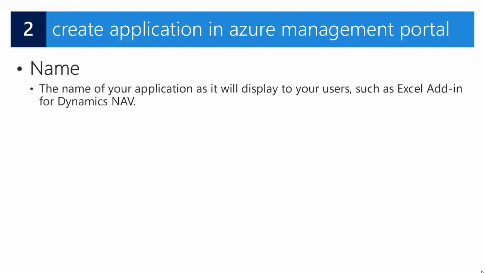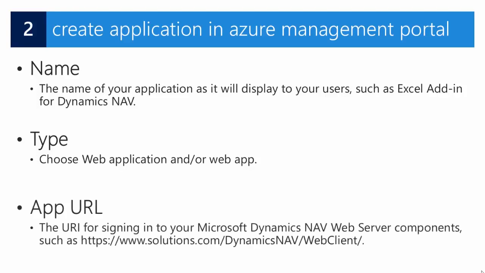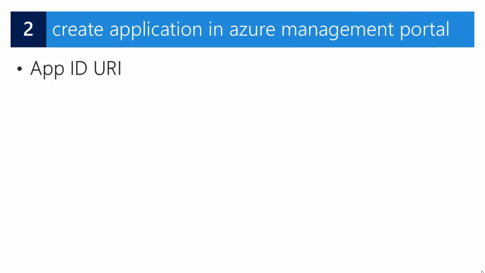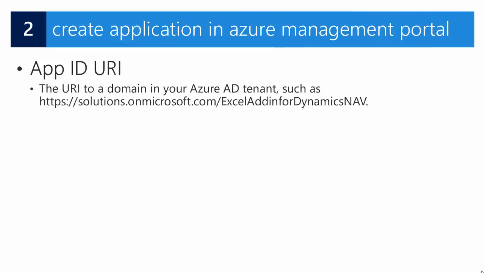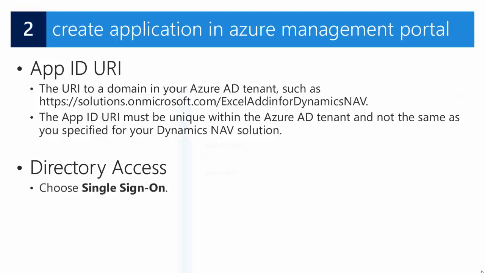So we are in the process of creating the application. We provide a name as it will display to our users, for example, Excel add-in for Dynamics NAV. The type needs to be web application or web app. And for the URL, you need a URI to sign in to the Microsoft Dynamics NAV web server components, in this case, the URL for your web client. In the screen where we enter the app ID URI, you enter a URL to access your Azure AD tenants. And the URI must be unique, so you can't have two applications or two tenants with the same URL. For directory access, we need to select single sign-on.